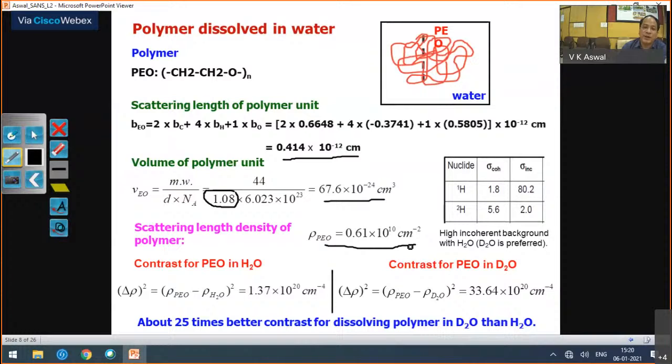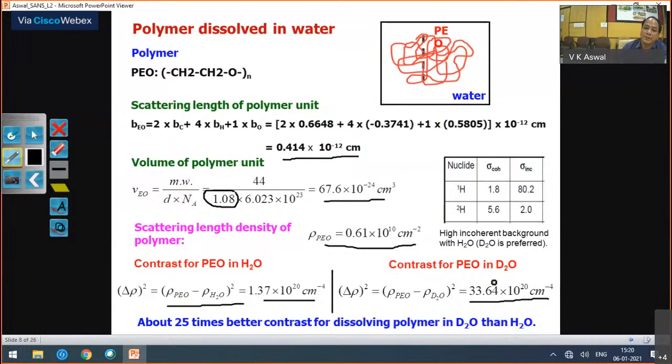Now let's find out how good D2O is as a solvent for the polymer when you want to do small angle neutron scattering. The contrast term is the square of the difference of scattering length densities, which comes out with this value. And when you dissolve this polymer in D2O, then your contrast is this one. So you can see this is about 25 times larger. And your scattering intensity is proportional to the contrast term. So by preparing your hydrogenated polymer in D2O, you gain intensity by 25 times.